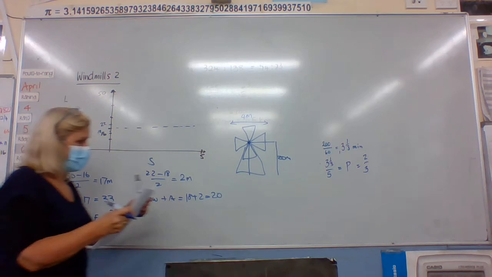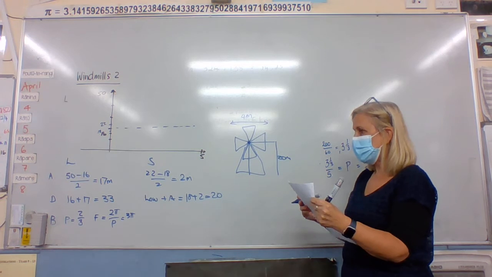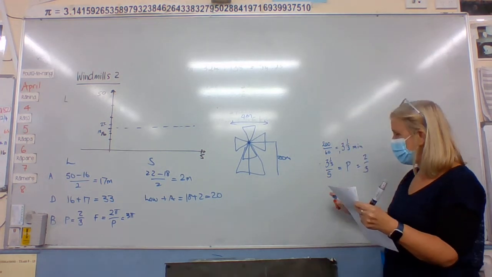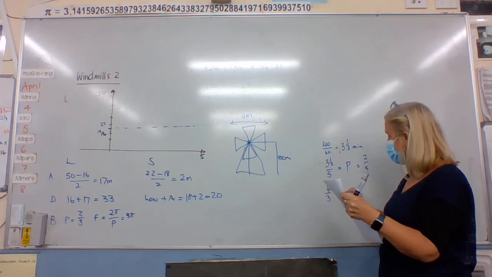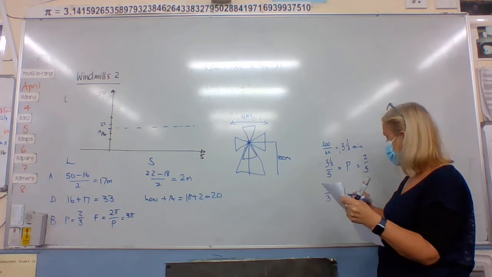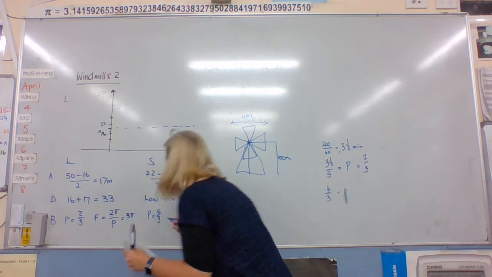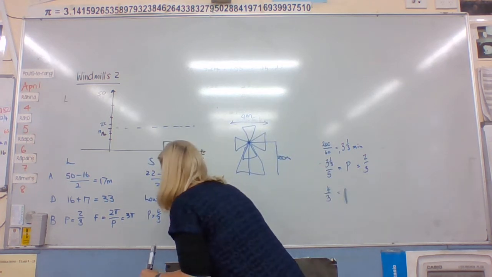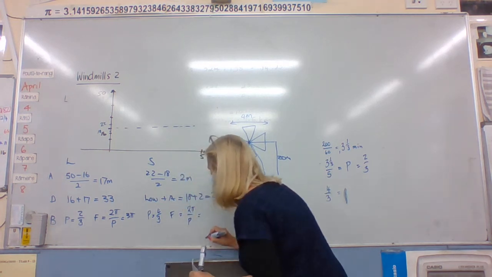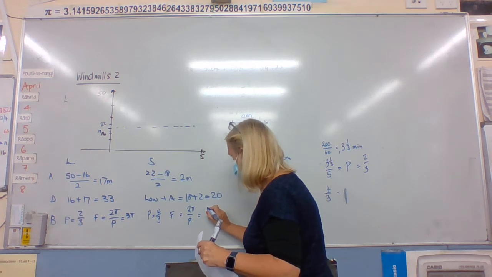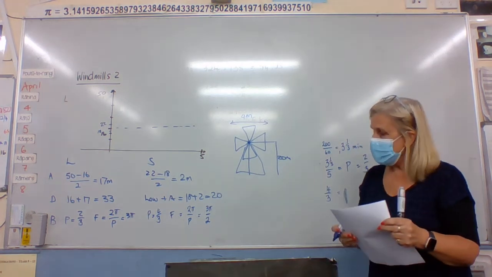Okay. And the small one, the sails of the windmill make 3 revolutions every 4 minutes. This time I've already got my 4 minutes. So my 4 minutes divided by 3 revolutions is 1 1/3, which is fabulous. So we're just going to leave that as 4/3. So our period is 4/3. So our frequency is 2 pi divided by the period, which equals 6 pi over 4, which is 3 pi over 2. All right.